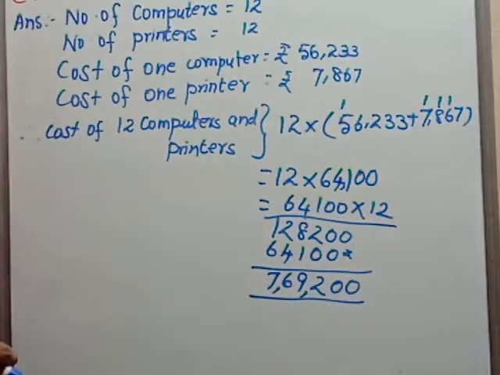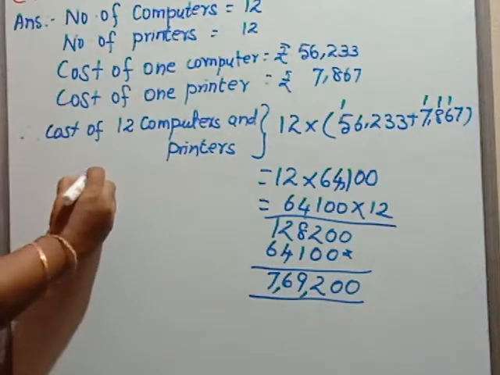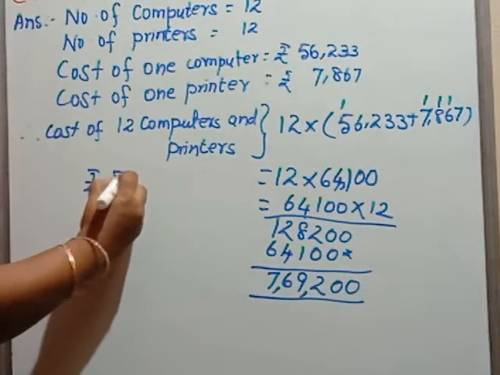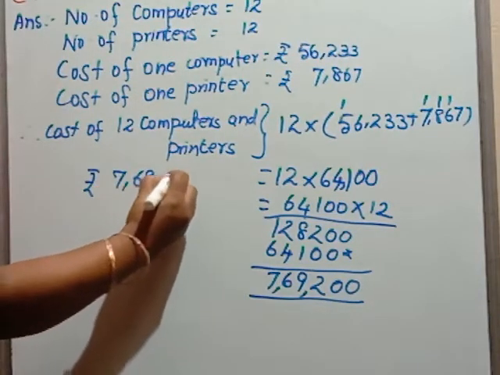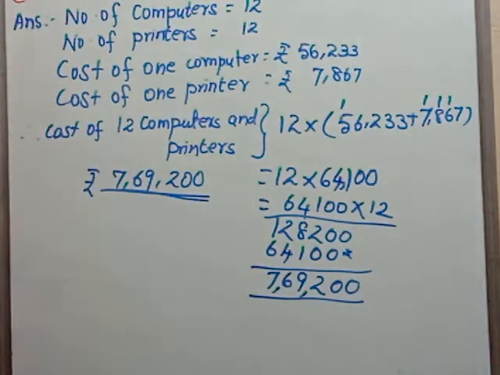So how much is the total cost of 12 computers and 12 printers? Is equal to rupees 7,69,200. Understood, children? Copy down this.